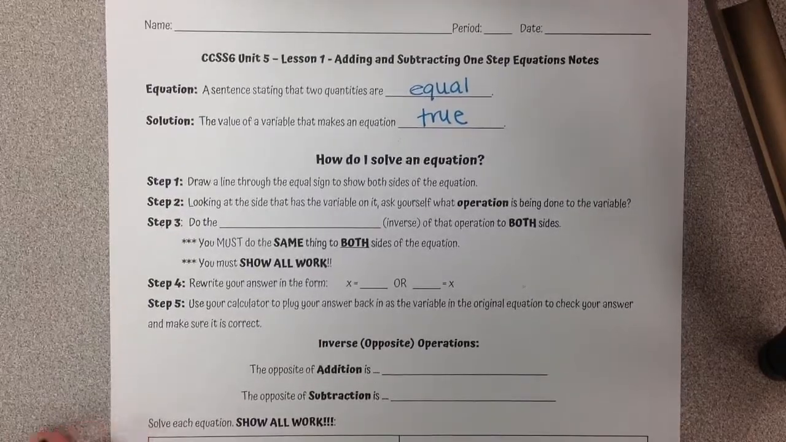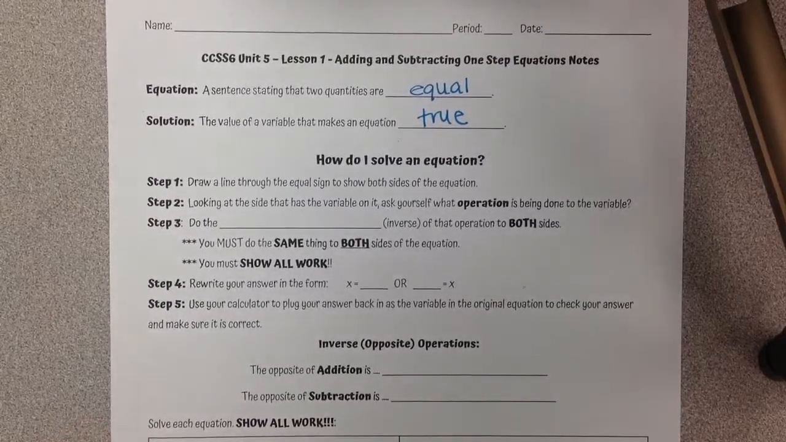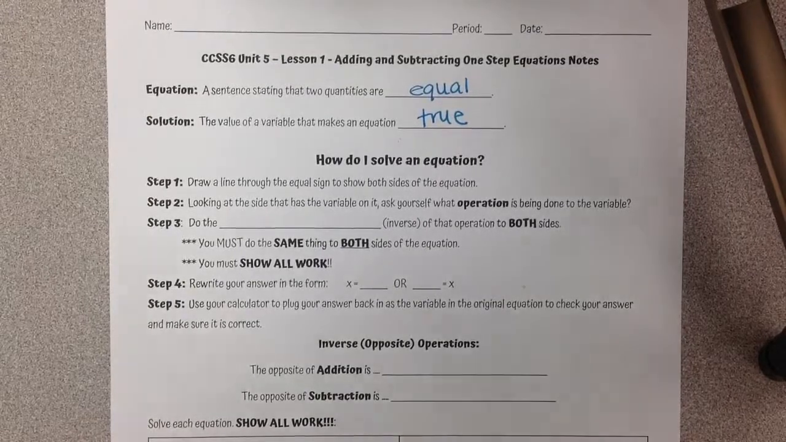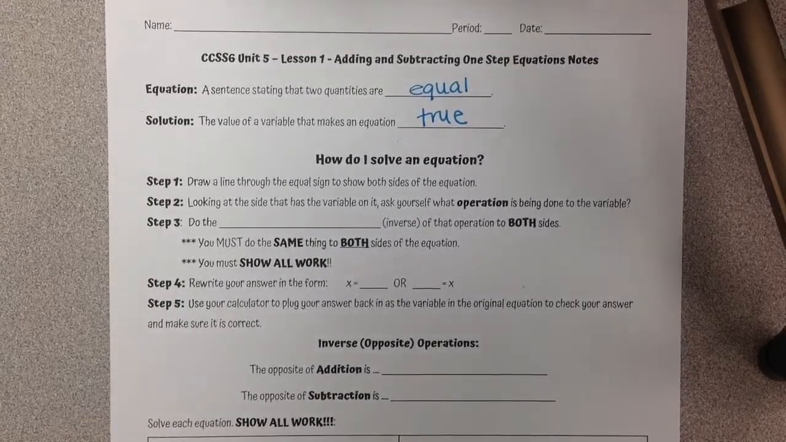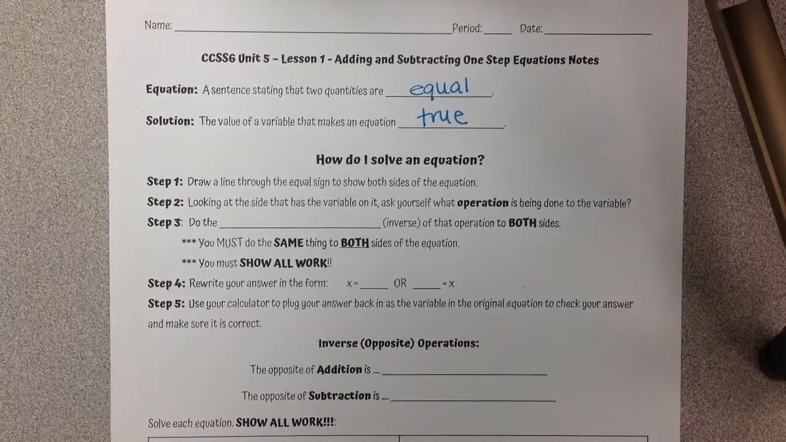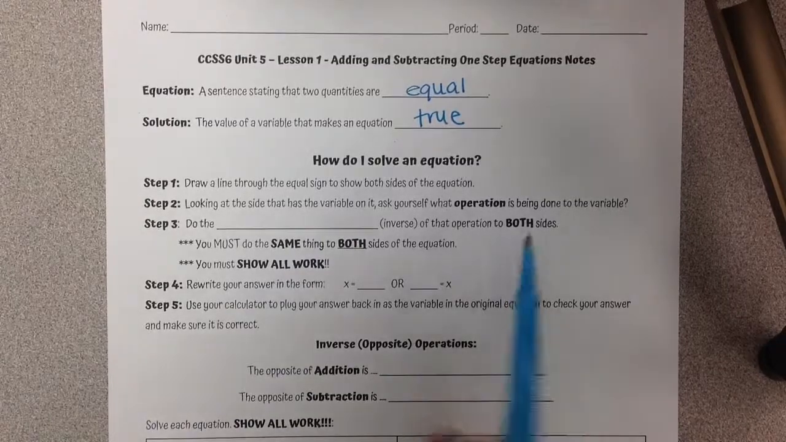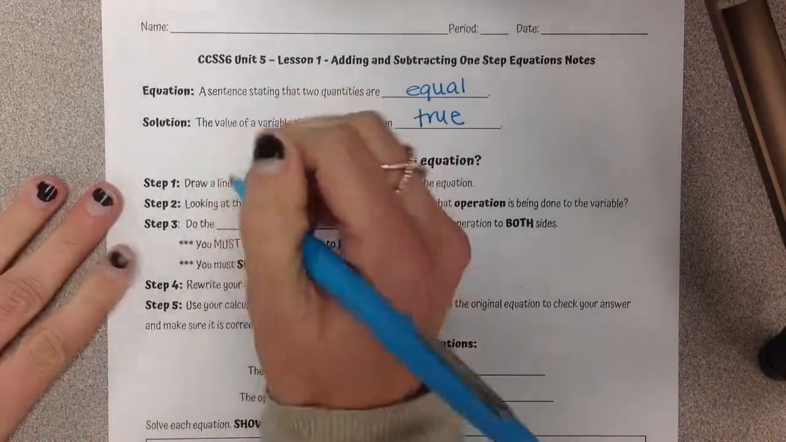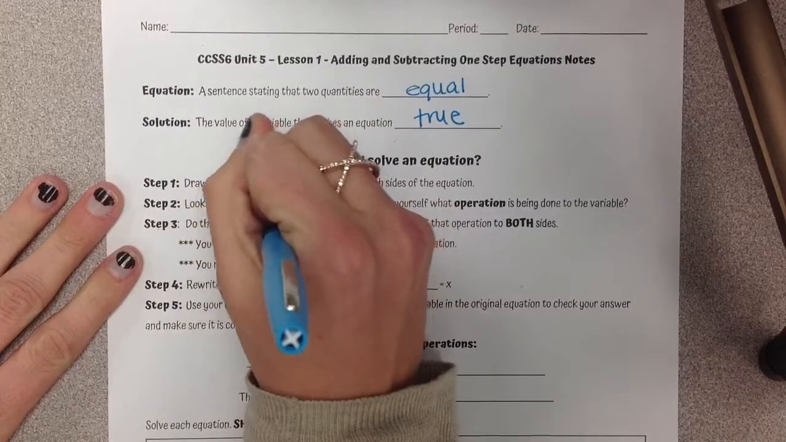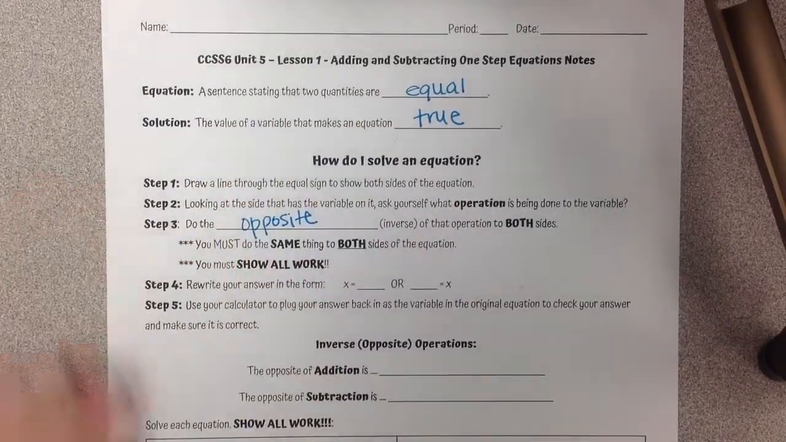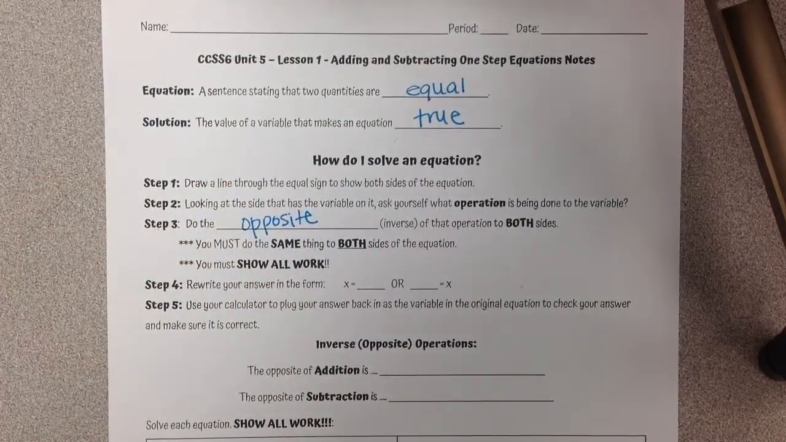So how do I solve an equation? The first thing that we're going to have you do is to draw a line through the equal sign to show both sides of the equation. Then we're looking at the side that has the variable on it. We ask ourselves what operation is being done to it, and then we do the opposite, or the inverse, of that operation to both sides.